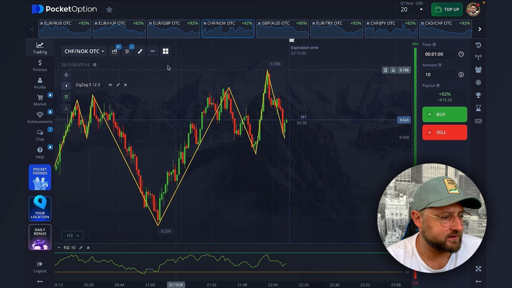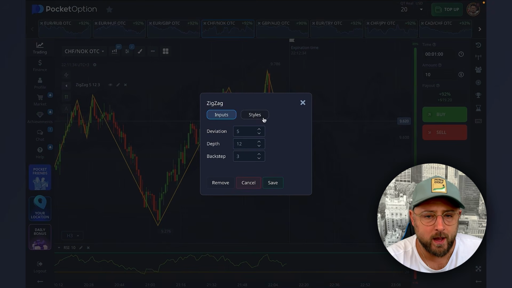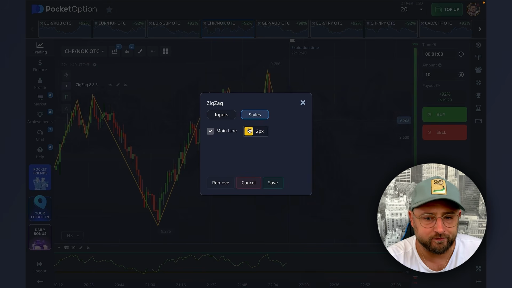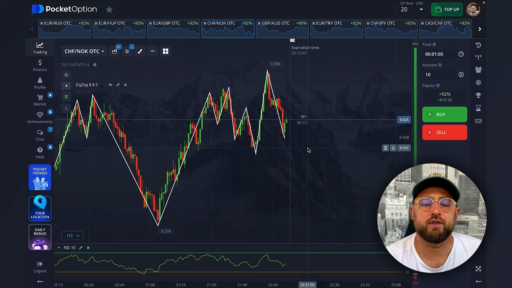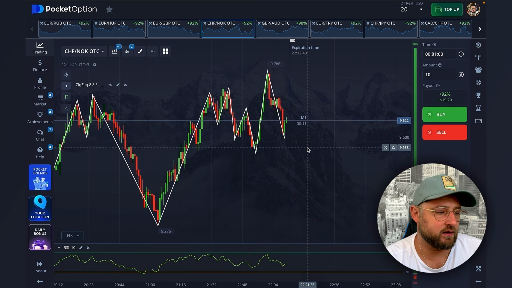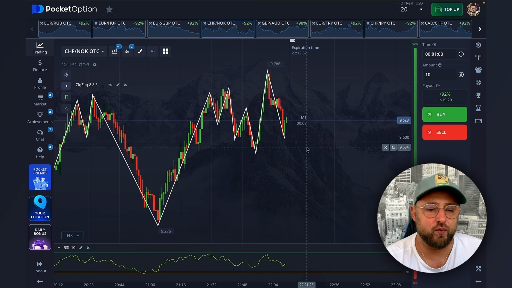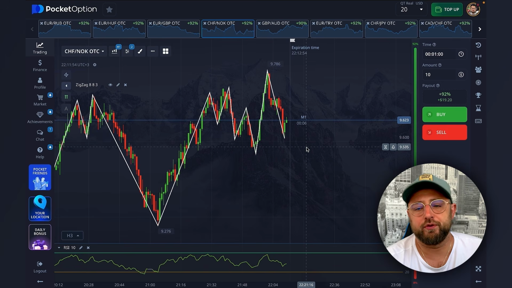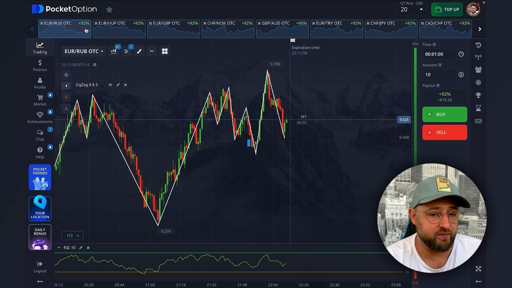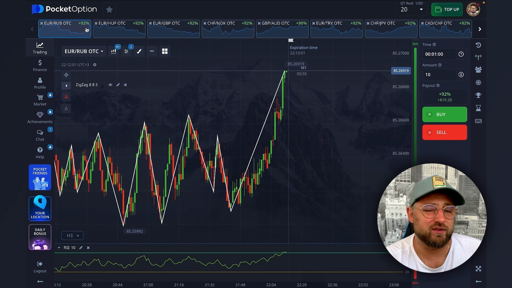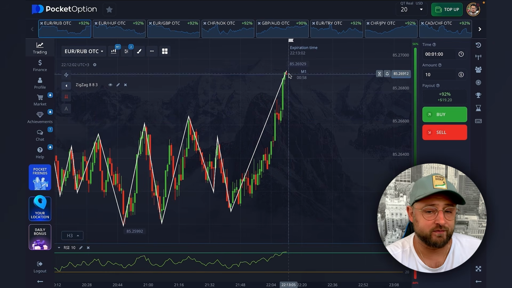Zigzag settings. Deviation depth will go with 8 and backstep to 3. I'll also set it to white for better visibility. Zigzag helps us spot highs and lows, and RSI tells us when a pair is overbought or oversold. Again, I'm trading with the trend, but more precisely, I'm looking to catch the start of new trends.